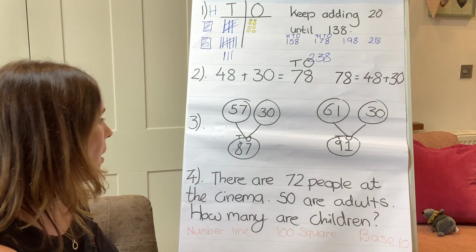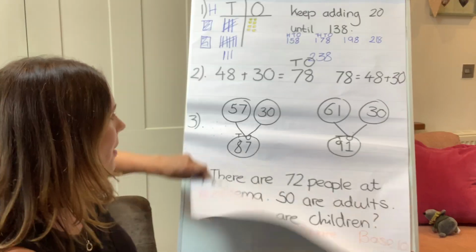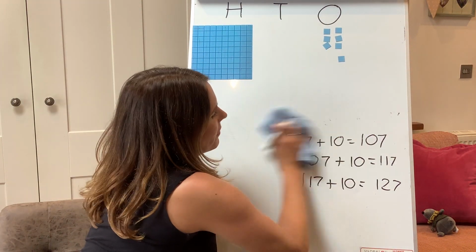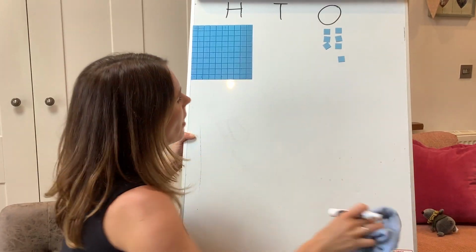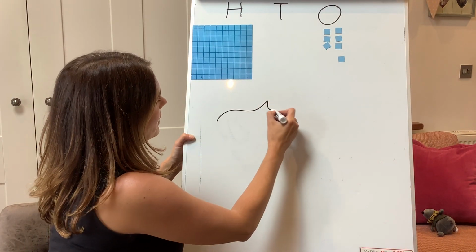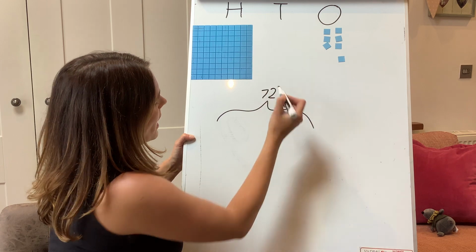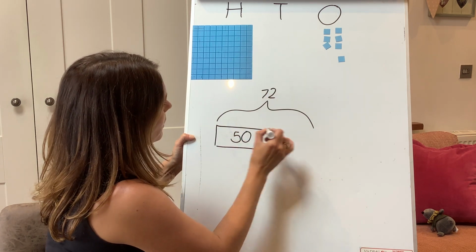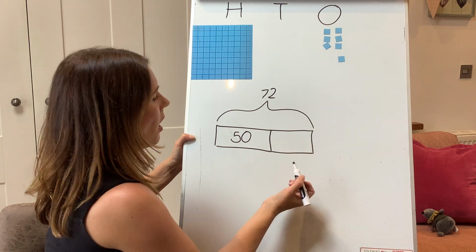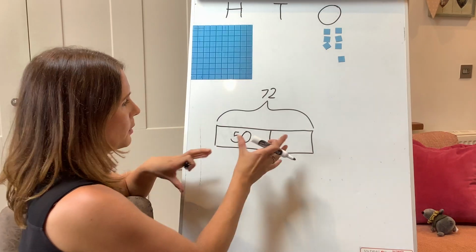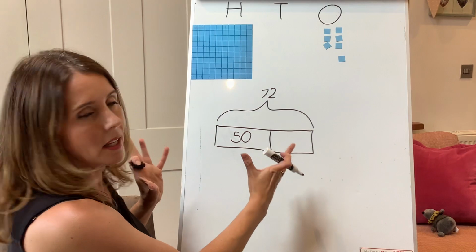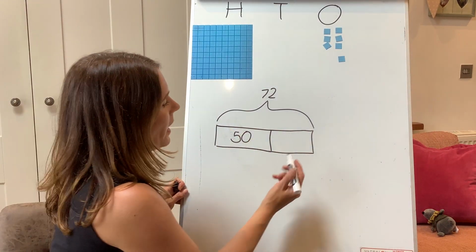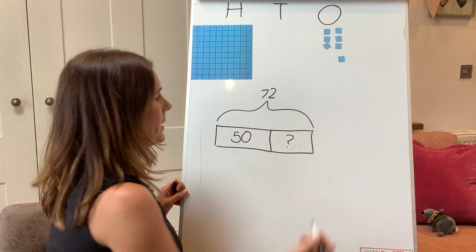Okay, so the final one, 72 people at the cinema, 50 are adults, how many are children? So if we think of this in a bar model, there are 72 at the cinema in total. We know that 50 are adults, so how many are children? Now I've drawn this bar slightly smaller because I know that 50 is much more than half of 72, so I've drawn the 50 bigger. And this is what I'm trying to find out.